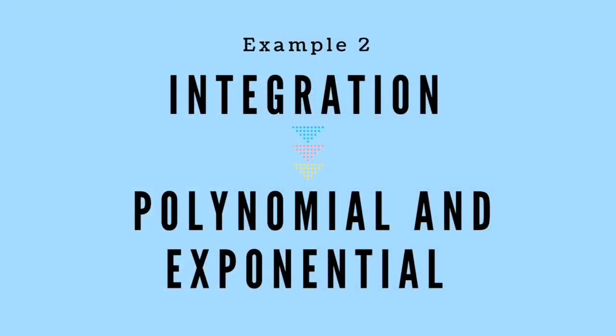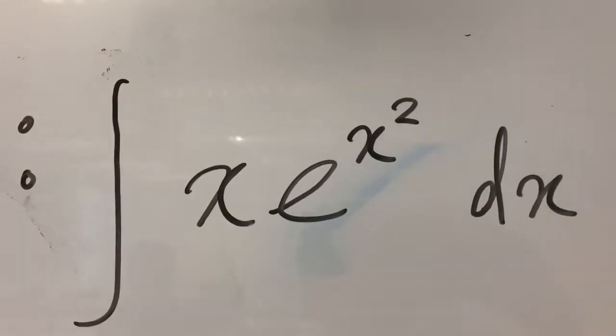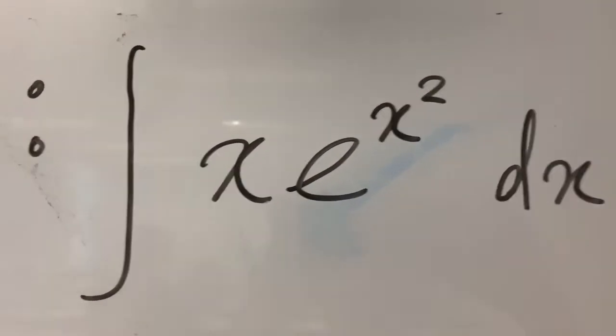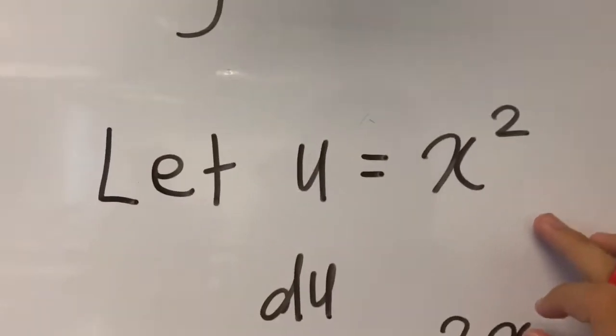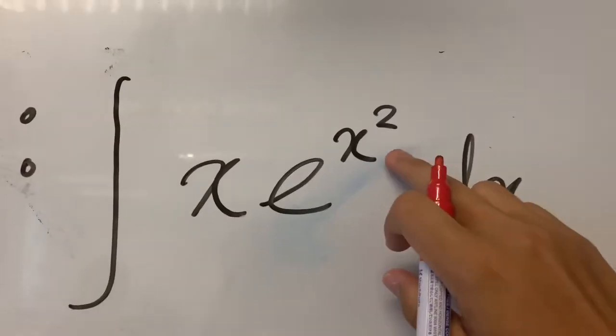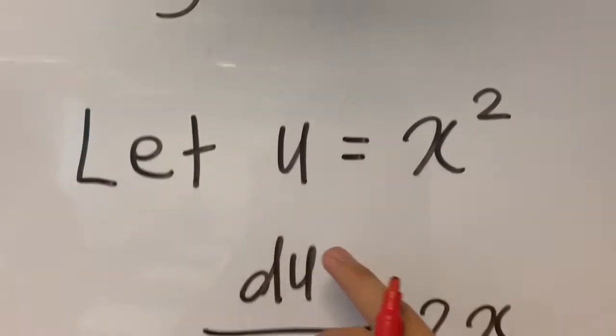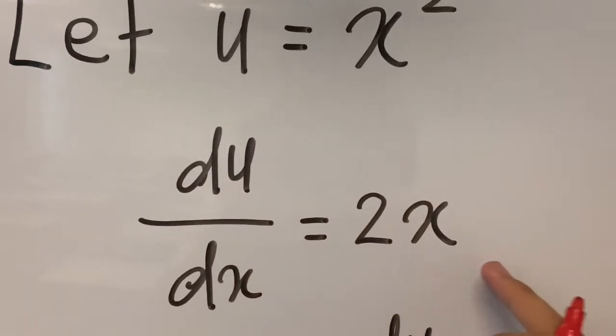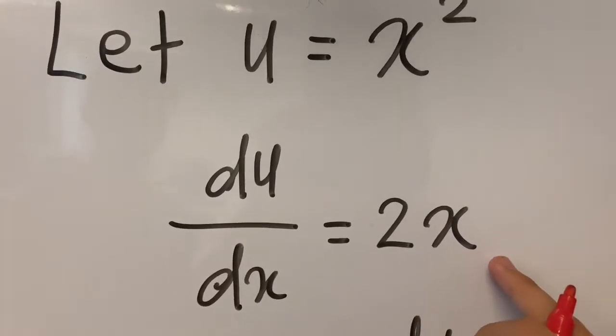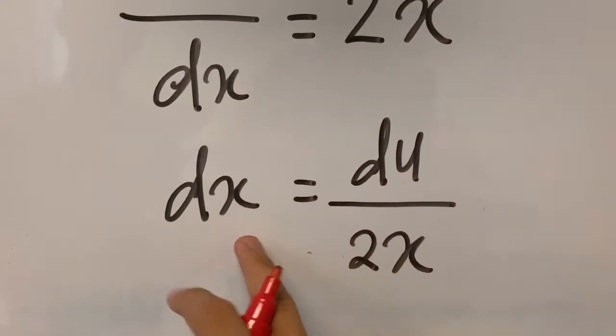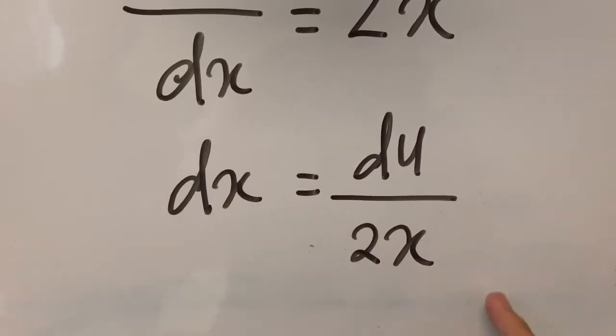We will proceed to the next example, which is example 2, which consists of an exponent and also a polynomial in the question. The question is, integrate x times e to the power of x squared dx. From this question, we can let u equal x squared. After that, we differentiate u with respect to x, so the answer will be 2x. Then we make dx the subject, so the answer will be du over 2x.